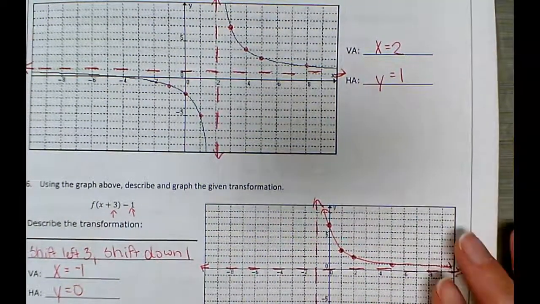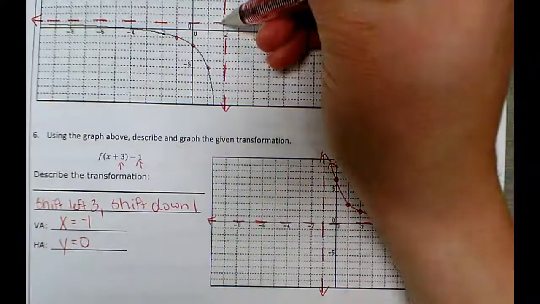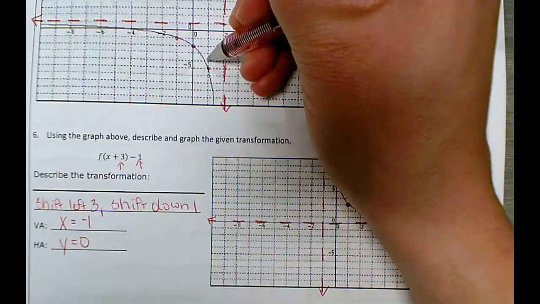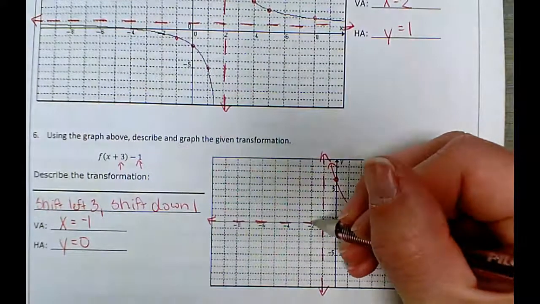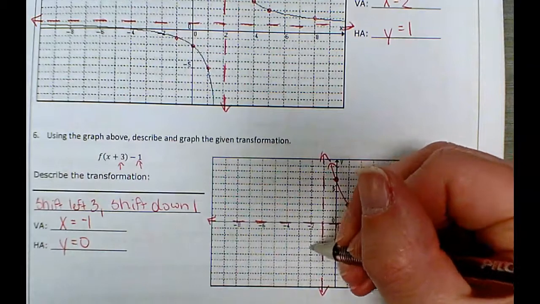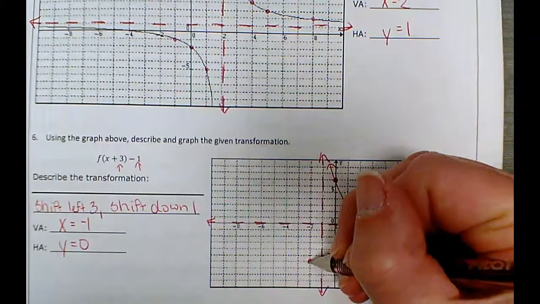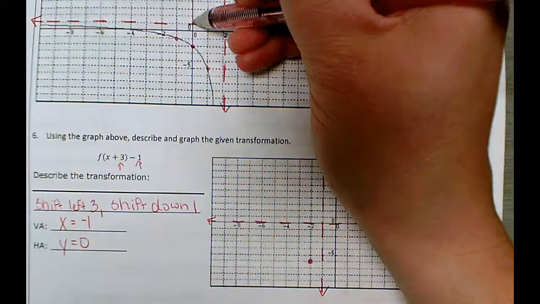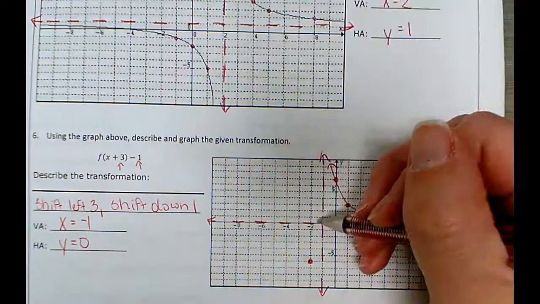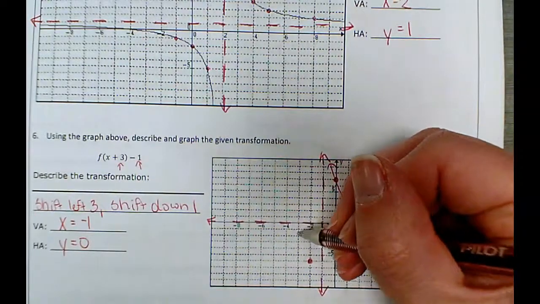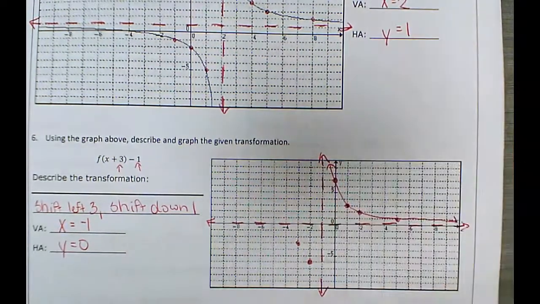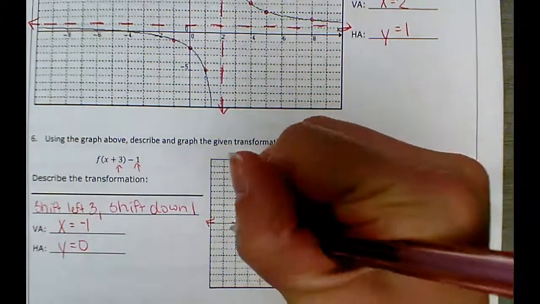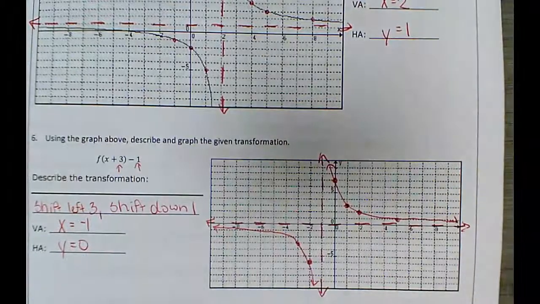I do the same thing with the bottom part of the hyperbola. To get to this point, I count to the left 1 and down 1, 2, 3, 4, 5, 6. Sorry, down, not up. Next point, starting here, count to the left 1, 2 and down 1, 2, 3. And I can do it for the other points as well. But I'm going to go ahead and draw in my hyperbola here so that we can finish our review.